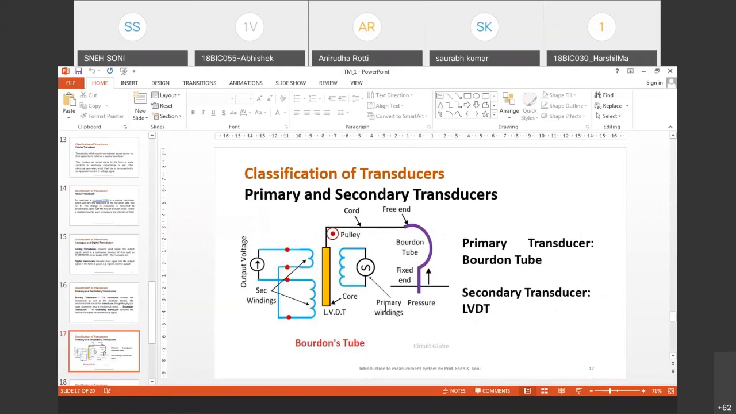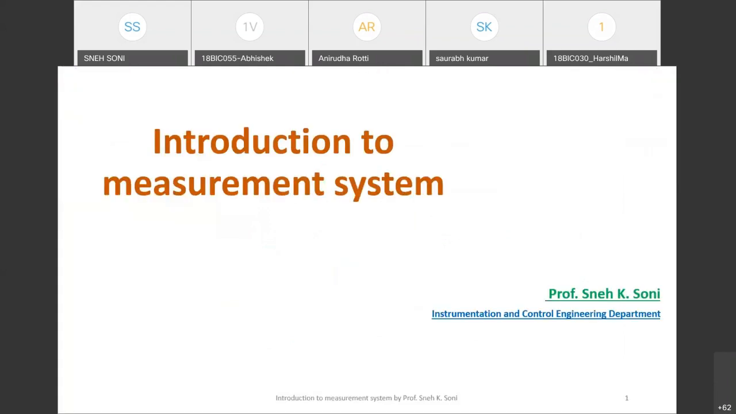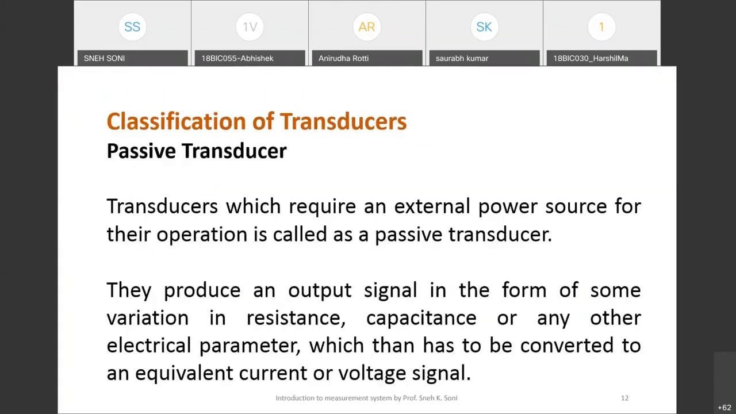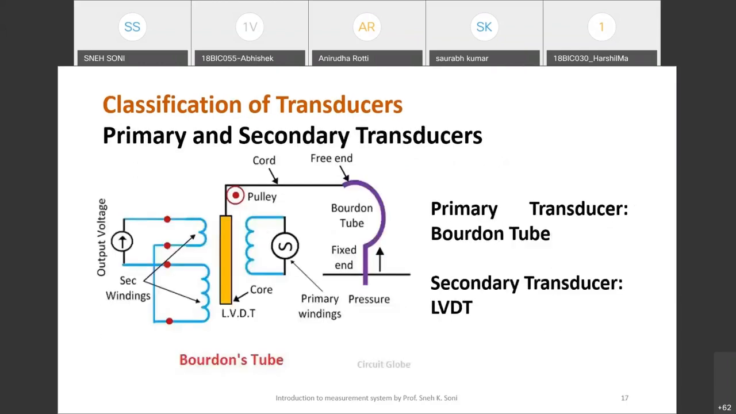PPT is visible, I have changed the PPT. Is it visible properly? Yes, sir. Fine. Now we are moving ahead with primary and secondary transducer. That is the next category. So I told you that when you use two transducers in combination, then one transducer will be a primary transducer and another will be the secondary transducer.